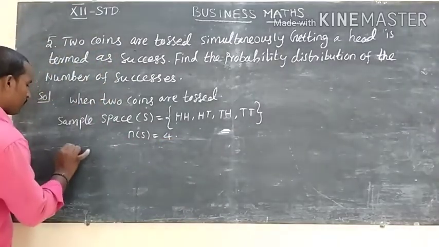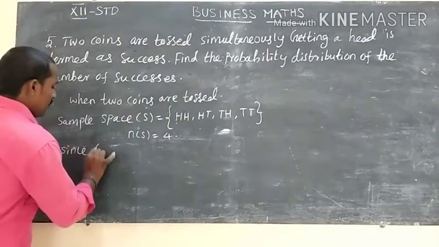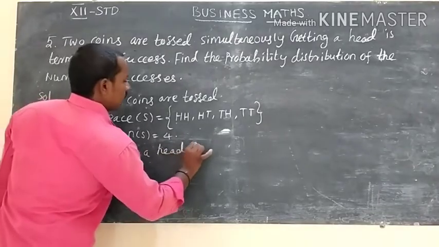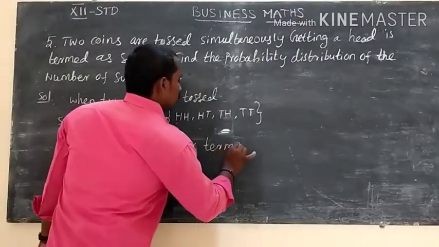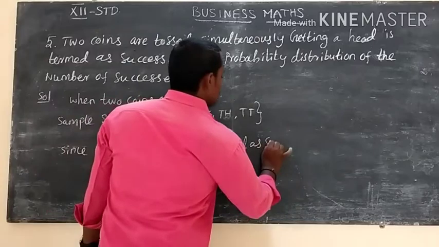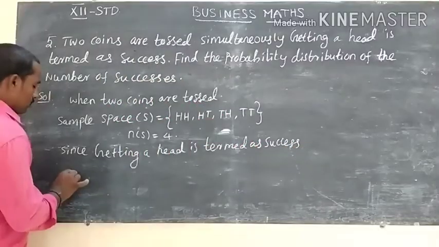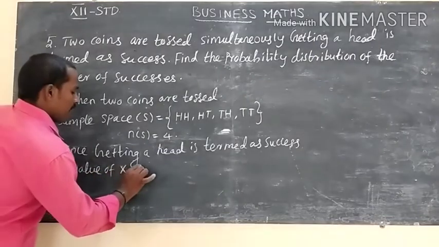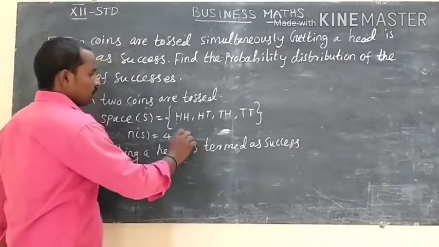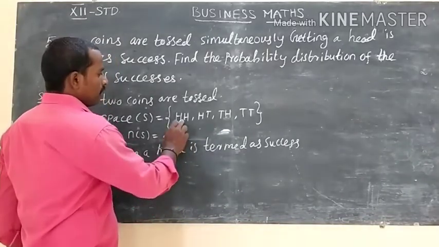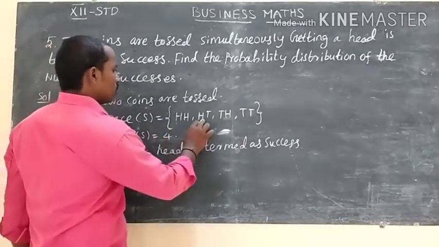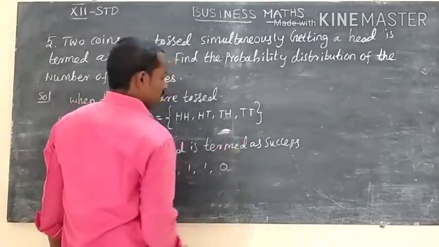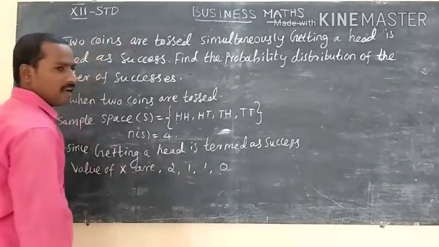Since getting a head is termed as a success, therefore the values of x denote the heads. Here 2 heads, so 2. Then 1 head. Here also 1 head. Here no head. So only consider the head values.